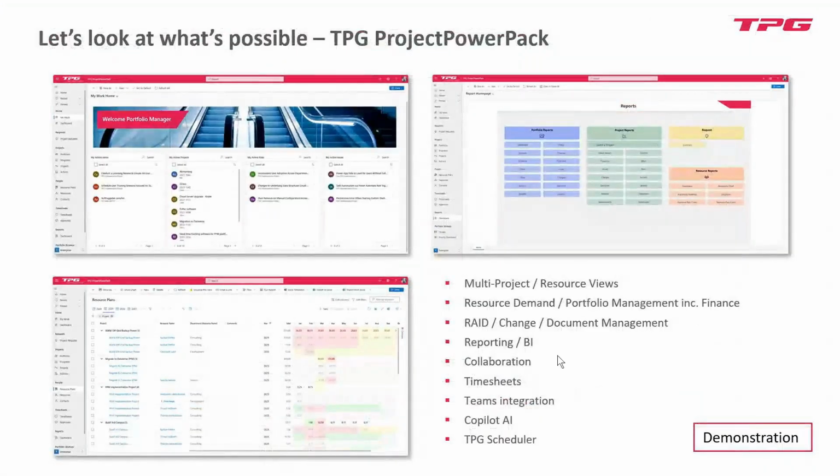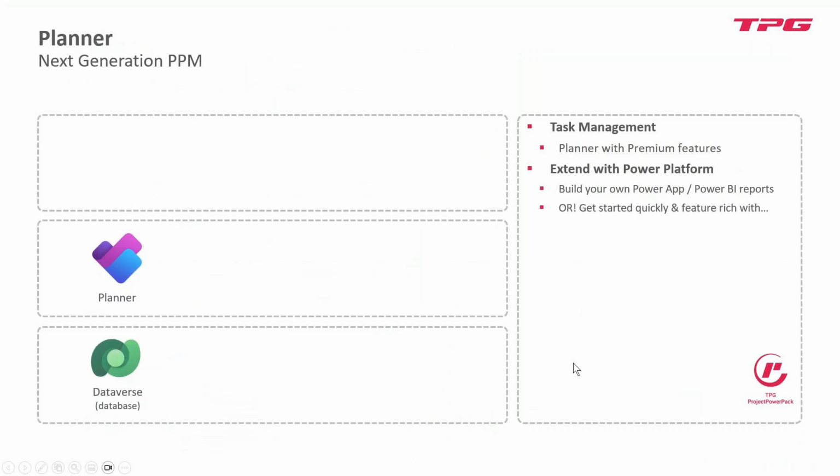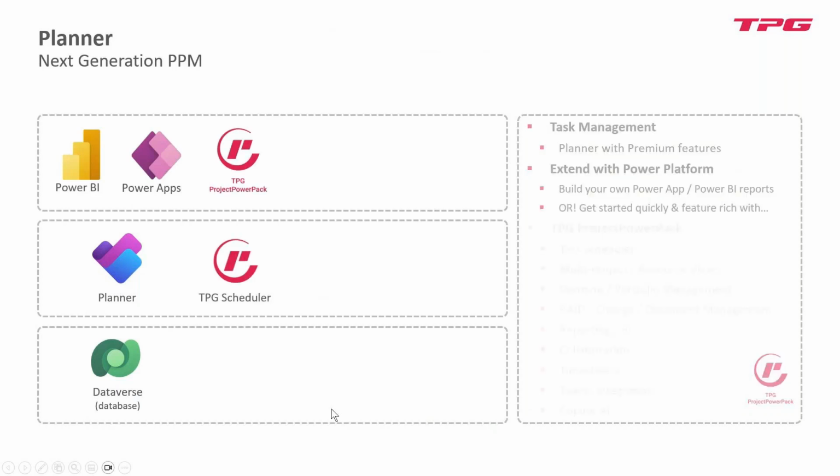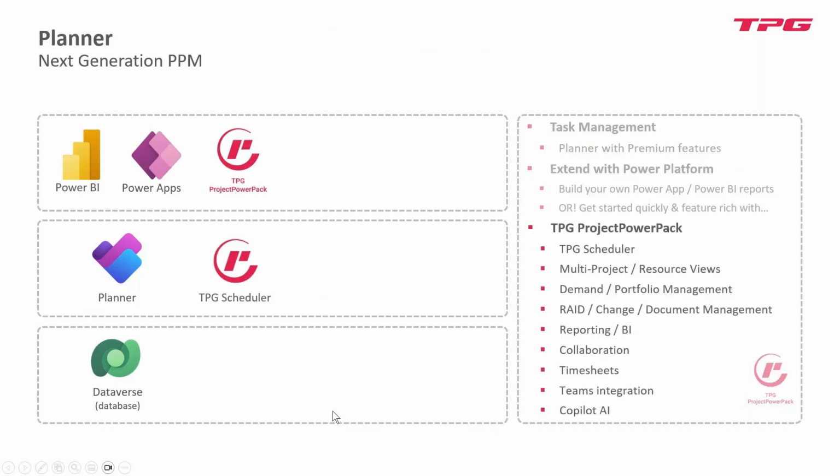All right, let's head back because we want to start wrapping these things up. So what we've seen with Planner, Next Generation PM, so you've got Planner, we've looked at that, data's in Dataverse first, right? You can then extend that with Power Apps and Power BI. And again, you could go off and build these yourselves. Or you could work with TPG, use our Project PowerPack, have that available in days, basically.